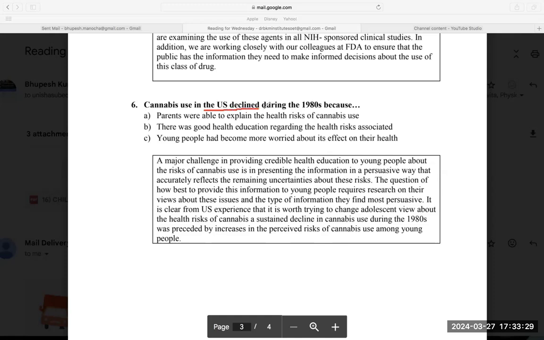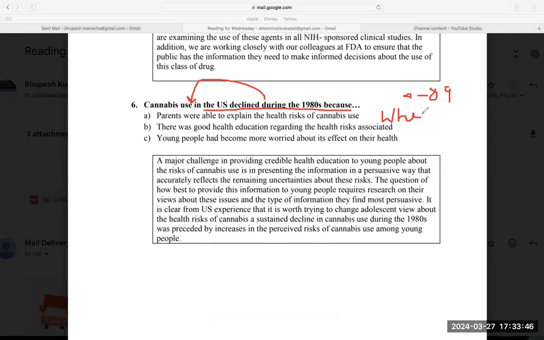Cannabis use in the US declined during the 1980s. So 1980s means 1981 to 89. So the use of cannabis declined, because now again the question is why. Please try to sort out the question in your mind before you go to the paragraph. So why did the use of cannabis decline?